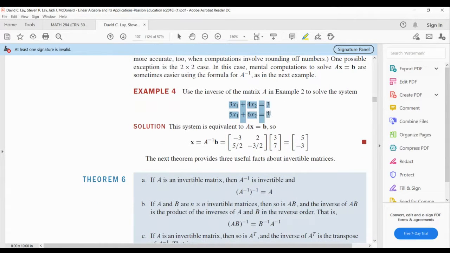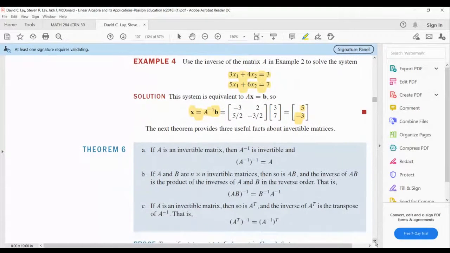Let's continue here. So, okay, example 4. Here you have a system of equations. And the matrix A in example 4 is 3, 4, 5, and 6. It's a 2 by 2 matrix with first row 3 and 4, second row 5 and 6, and then the vector B is 3 and 7. So here's x equals A inverse times B, and you get the answer.